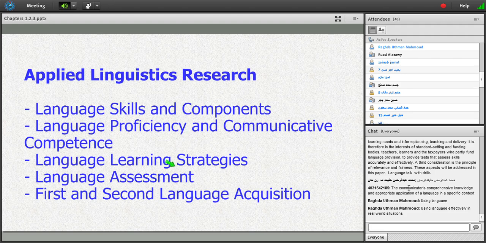Another area is about language learning strategies. I'm sure you have heard about language learning strategies. Have you heard the name of Rebecca Oxford? Rebecca Oxford was a researcher who presented the list of language learning strategies. Have you heard her name?